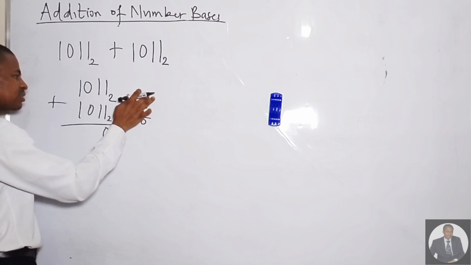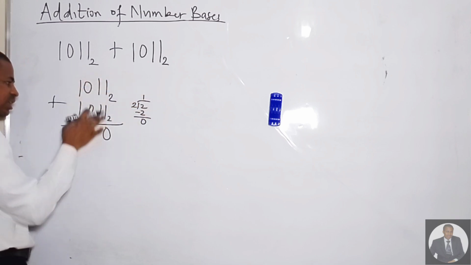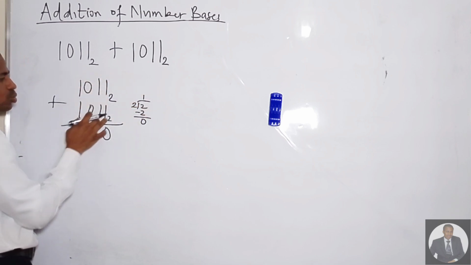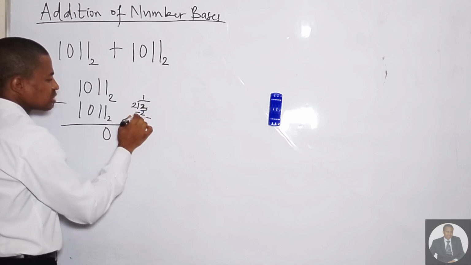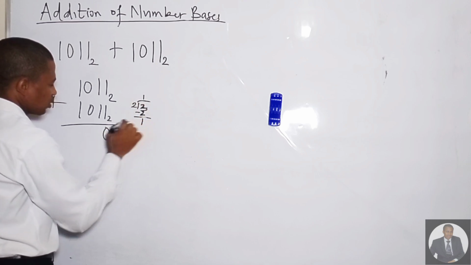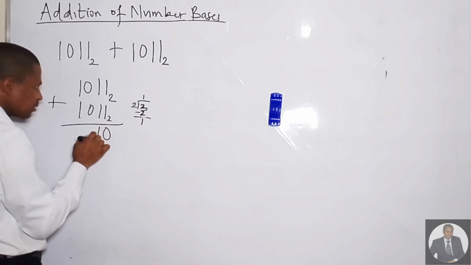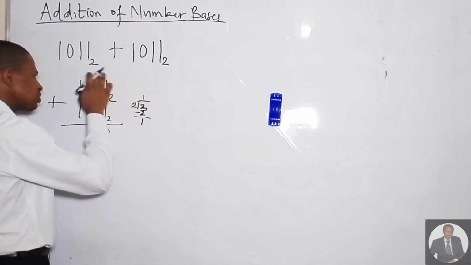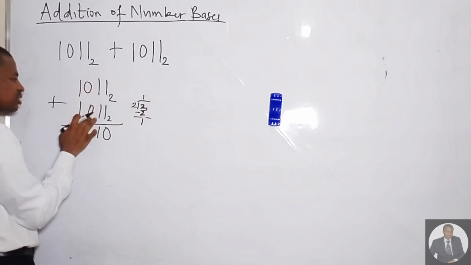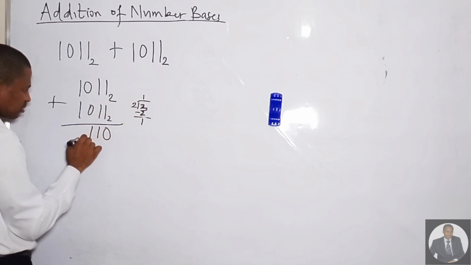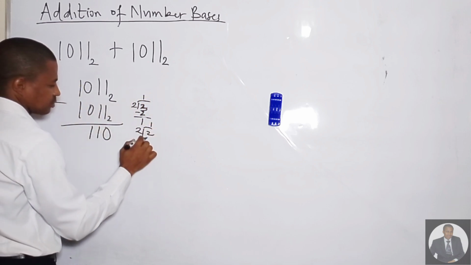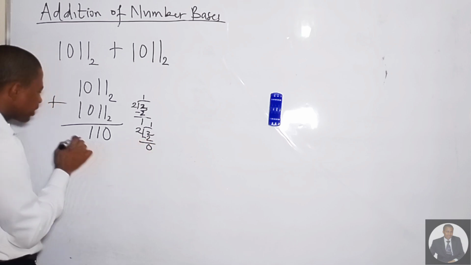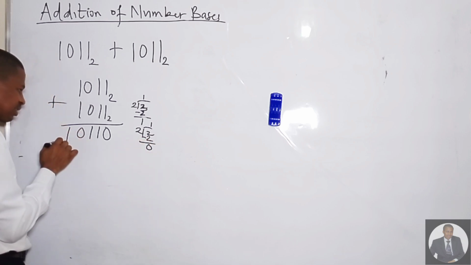We carry the 1 and add it to the next addition. 1 plus 1, 2, plus this one, 3. How many 2 is in 3? 1. It remains 1. So we write what remains. Then we carry this one to the next addition. 0 plus 0 is 0, plus this one is 1. 1 plus 1 is 2. How many 2 is in 2? 1. What remains? 0. So we write what remains and then we write the answer.